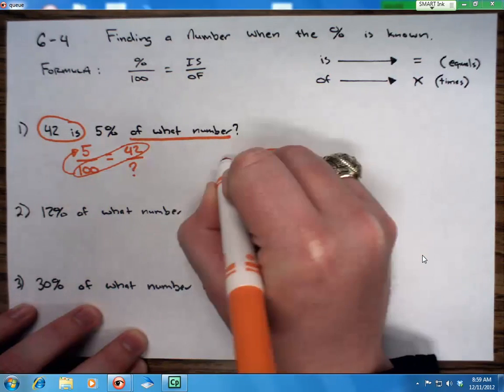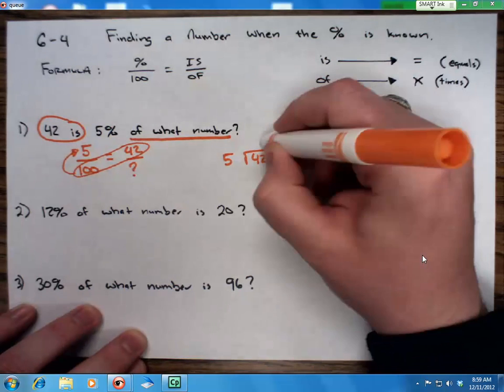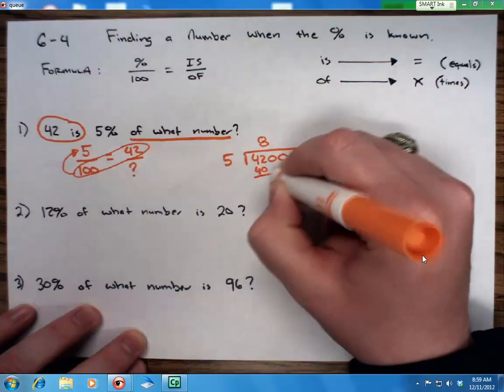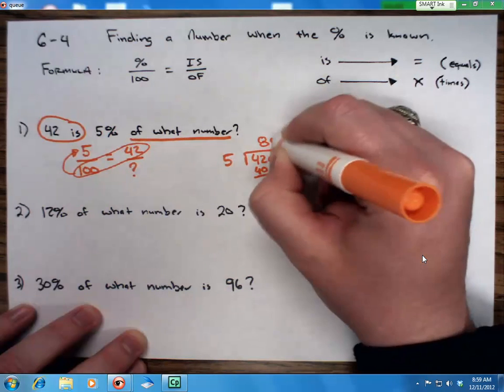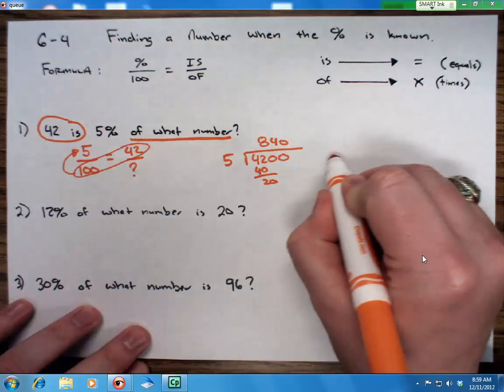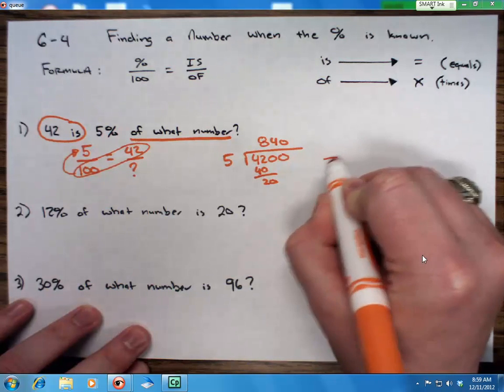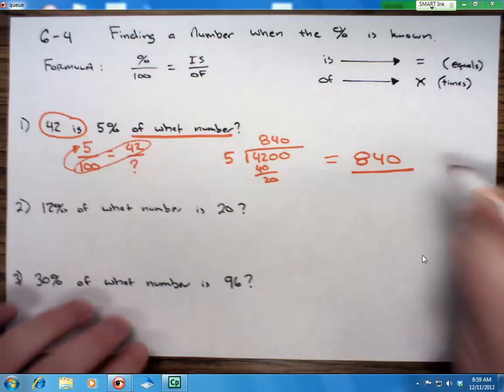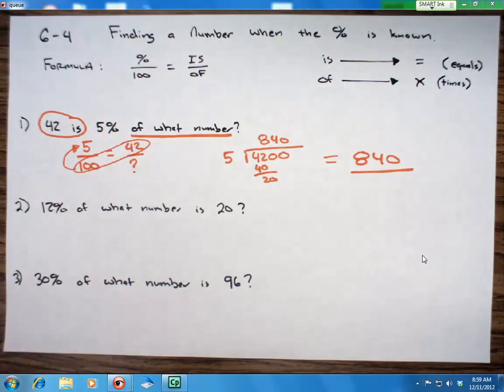Divide that by 5. 5 goes into 42 8 times. Yeah, 840. Okay, so I know that 42 is 5% of 840. Yeah, not that hard. But again, it's very similar to what we've been doing this week, so I think that you'll do okay. All right, let's take a look at number 2.